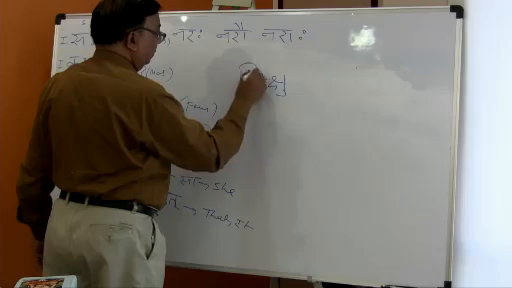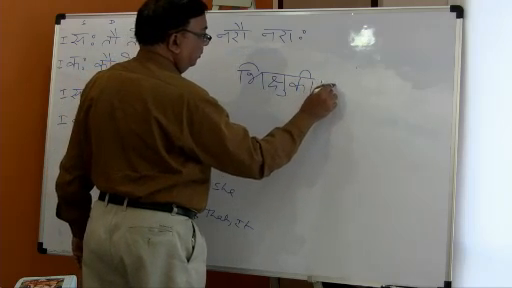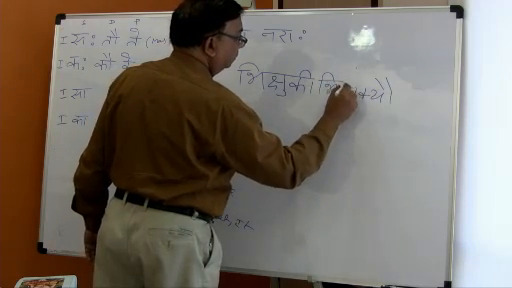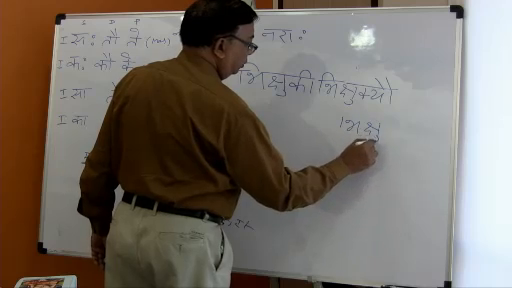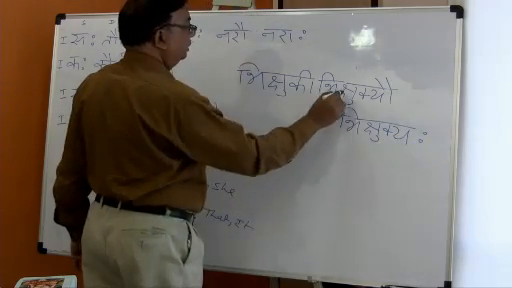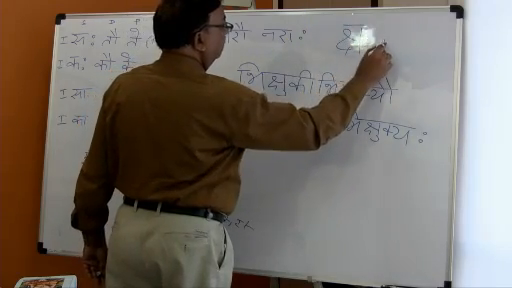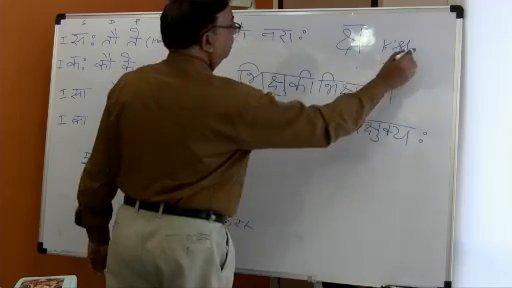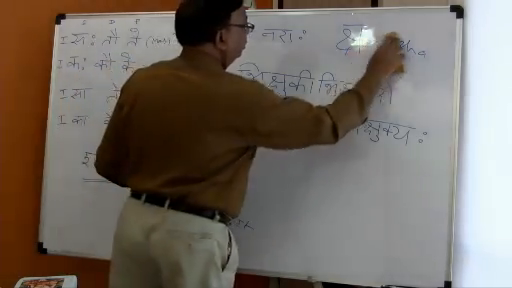Bhikshuki, Bhikshukyau, and the plural Bhikshukyaha. So here the ksha is written like this. Ksha. This is English KS. Ksha. Bhikshukyau.